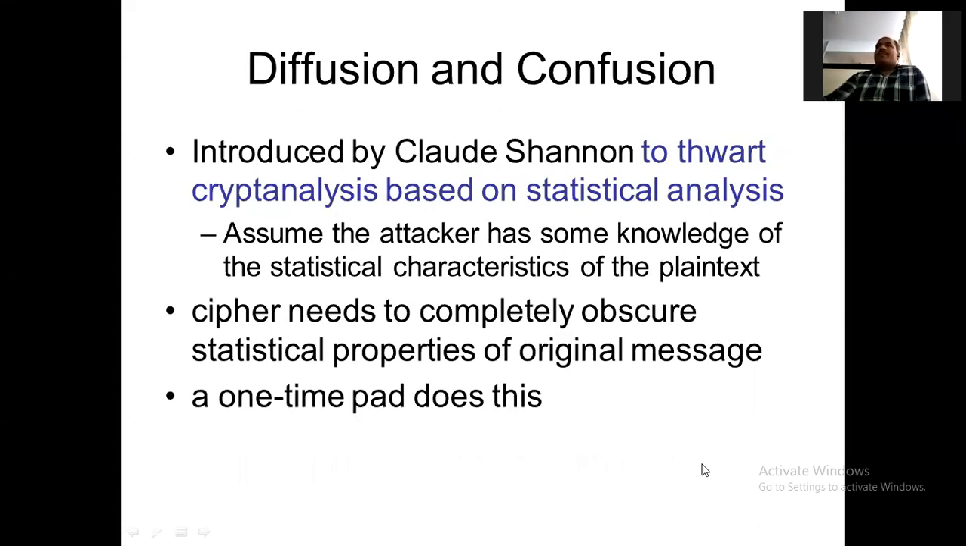So what are diffusion and confusion here? They were introduced by Claude Shannon to thwart cryptanalysis based on statistical analysis. We learned about cryptanalysis in the first chapter. What is the meaning of cryptanalysis? Whatever the output or ciphertext is, the hacker is going to observe that ciphertext and try to find out the original message from the ciphertext.